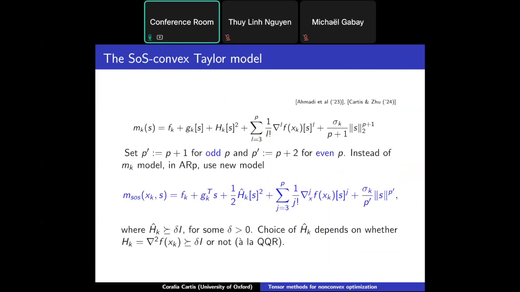I was going to tell you a bit more about where this SOS convexity comes from, okay? Right, so basically what we do is we say, okay, take your local model in your ARP algorithm and convexify it. Choose sigma large enough, you can do it adaptively in the algorithm. You get a globally convergent method in the non-convex case with tractable convex problems at every iteration.